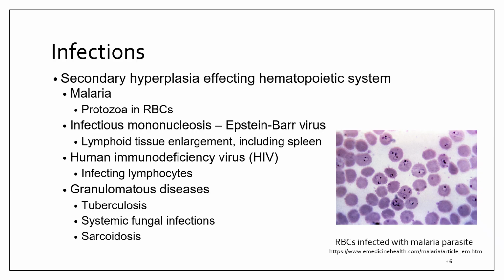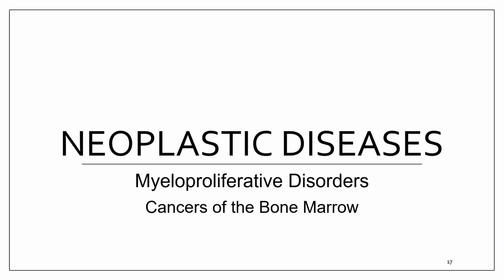Key takeaway: infections don't just make people sick, they reshape the hematopoietic system. They can invade red blood cells directly, infect lymphocytes, trigger massive immune hyperplasia, and displace marrow with inflammation. From a histology standpoint, infections teach us one critical lesson: abnormal blood findings are not always cancer. Sometimes they're just the immune system doing its job very loudly.